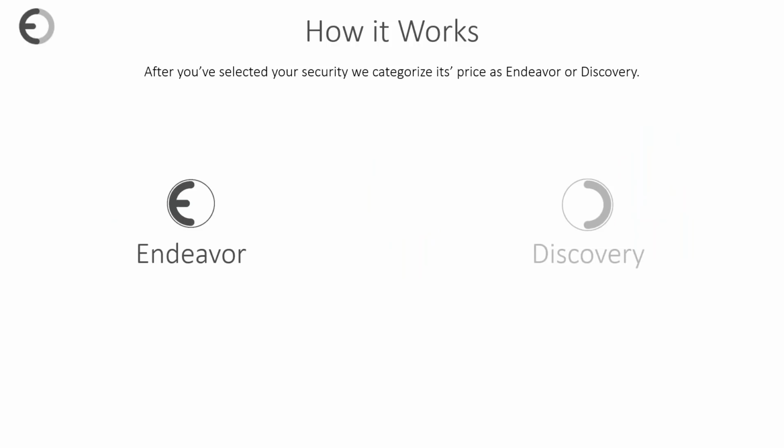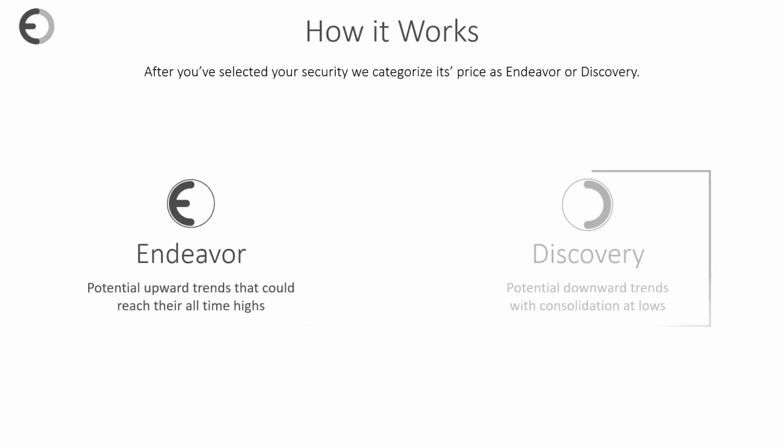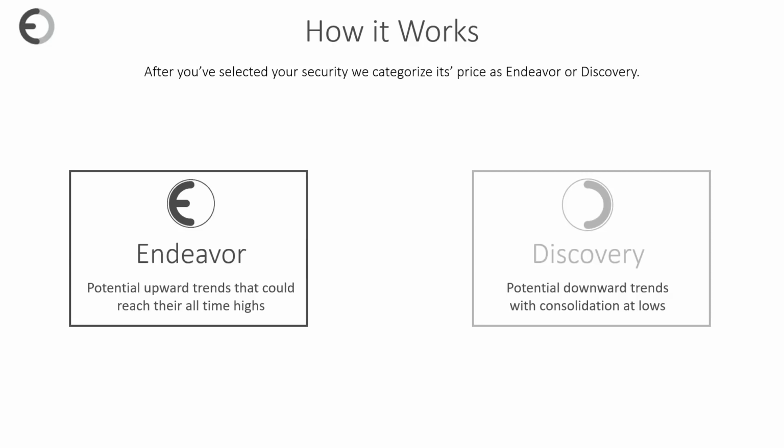And this is how it works. After you've selected your security, we categorize price as Endeavor or Discovery. The Endeavor category represents potential upward trends that could reach their all-time highs. However, the Discovery category represents potential downward trends that are likely to consolidate at lows. With these classifications, you'll be able to tell at a glance if price is more likely to have upward or downward trends.